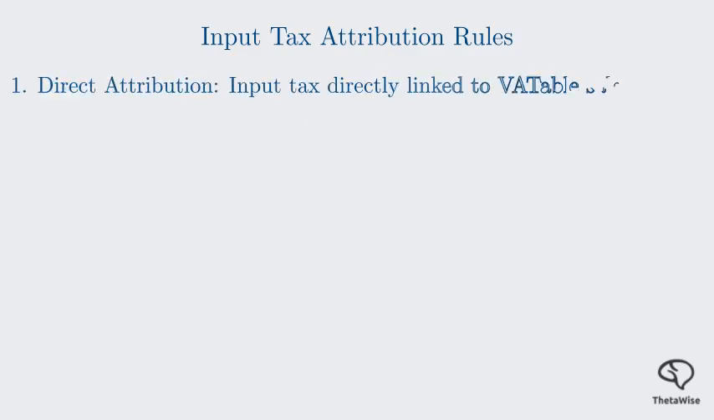First, we have direct attribution. If you can directly link an input tax to a specific VAT-able sale, that input tax is fully creditable. For example, the VAT paid on raw materials used to produce a VAT-able product.